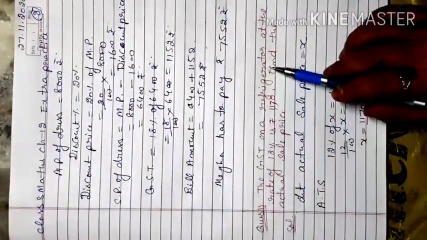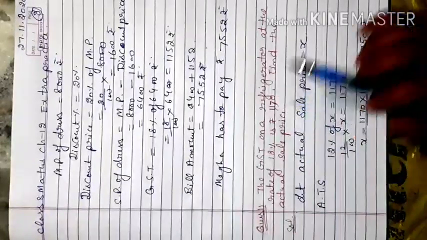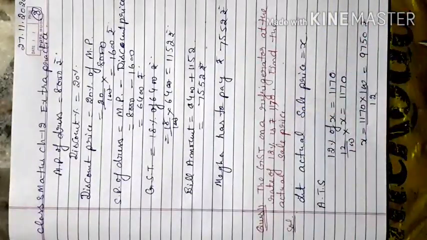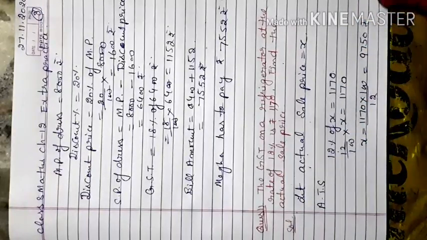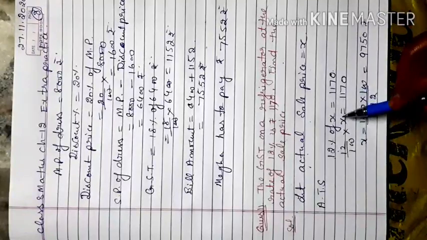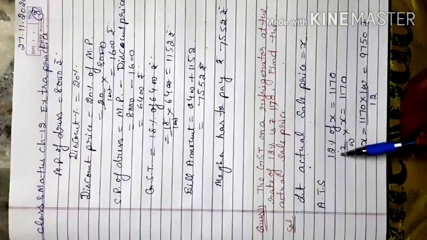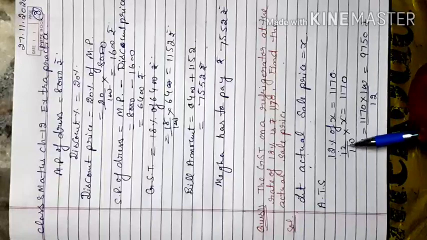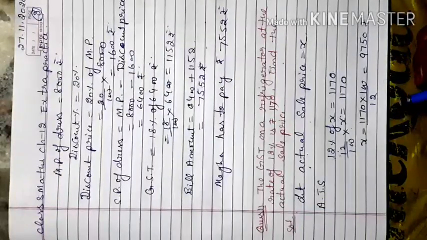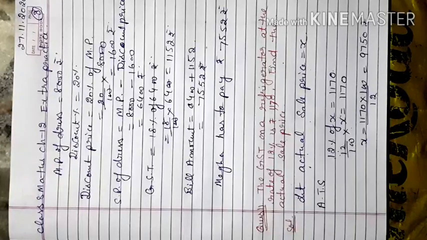The GST on a refrigerator at the rate of 12% is 1170. Find the actual sale price. So the GST amount is given, and the GST percentage is given to you. You have to find out what the actual price was. So we consider the actual sale price to be X, because GST is always calculated on the final price. So 12% of the actual sale price is equal to 1170 according to the statement. So 12% of X is equal to 1170. 12 by 100 into X is equal to 1170. When you cross multiply this, the required actual sale price X is 9,750 rupees.